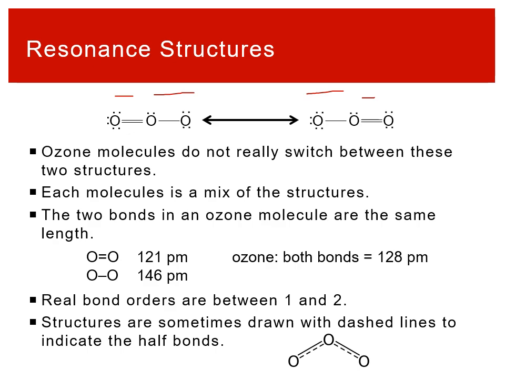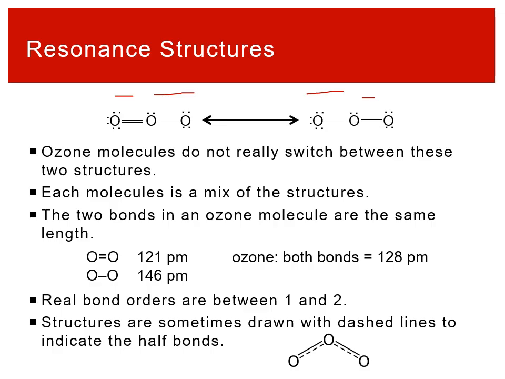And we can look at that in terms of the properties. Oxygen double bonds are usually 121 picometers long, and a single bond is 146. In ozone, the bonds are somewhere in between a single and a double, so they end up being 128 picometers in length. They're shorter than a single bond, but longer than a double bond. So their bond order is somewhere in between.